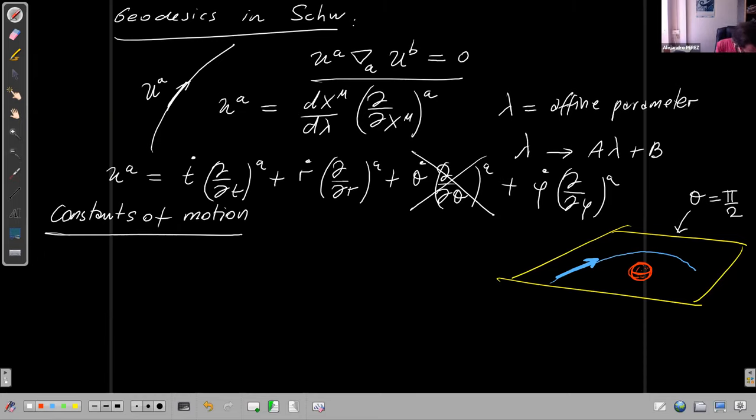The first constant, the most trivial constant of motion, I'm going to call kappa. It is minus u_a u^a, defined as minus the norm of the tangent vector to the geodesic. If you satisfy the geodesic equation, it's obvious that the norm of the tangent vector is constant along the geodesic, as the Leibniz rule immediately implies. So this is the first constant of motion that we can write explicitly by using what the tangent vector is and sticking it into the line element I wrote in the previous slides.